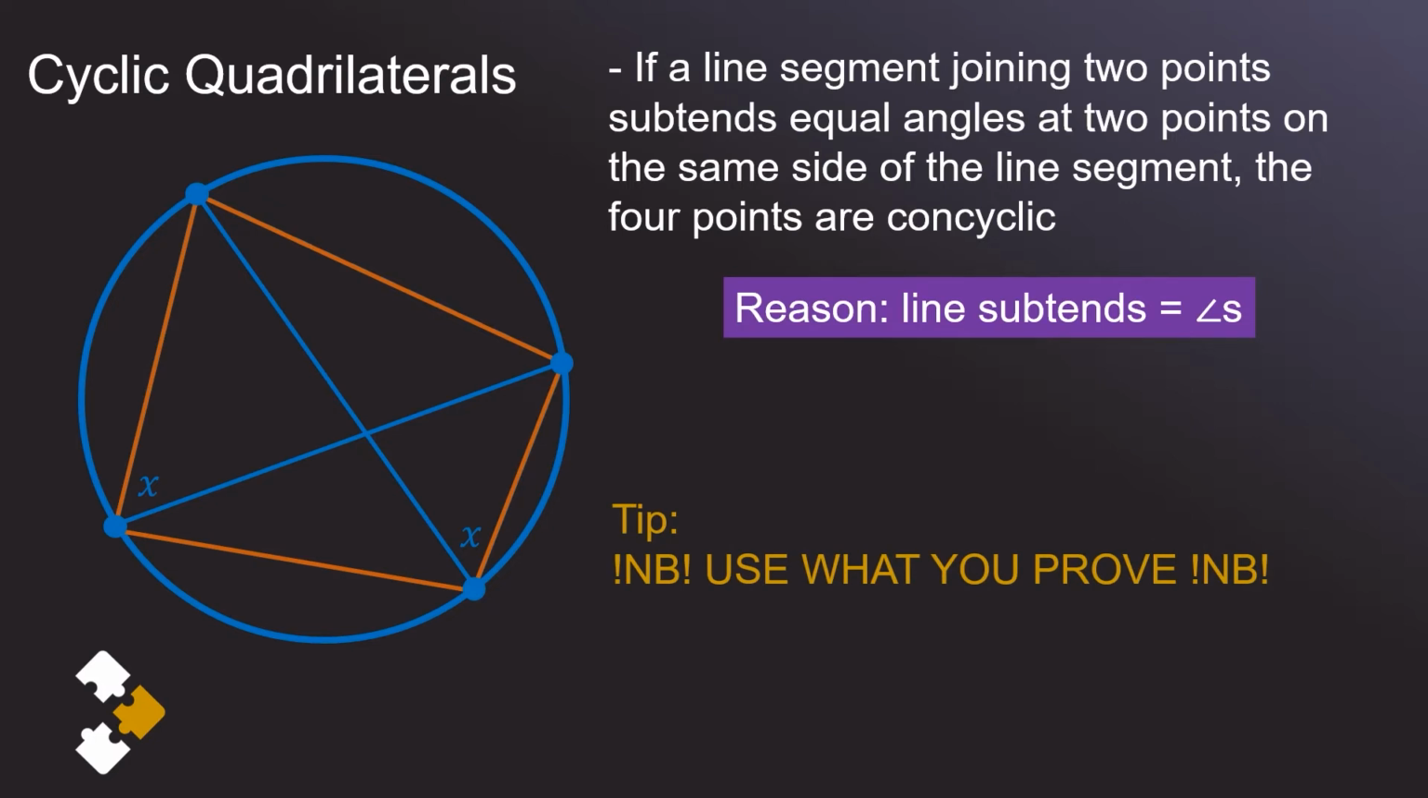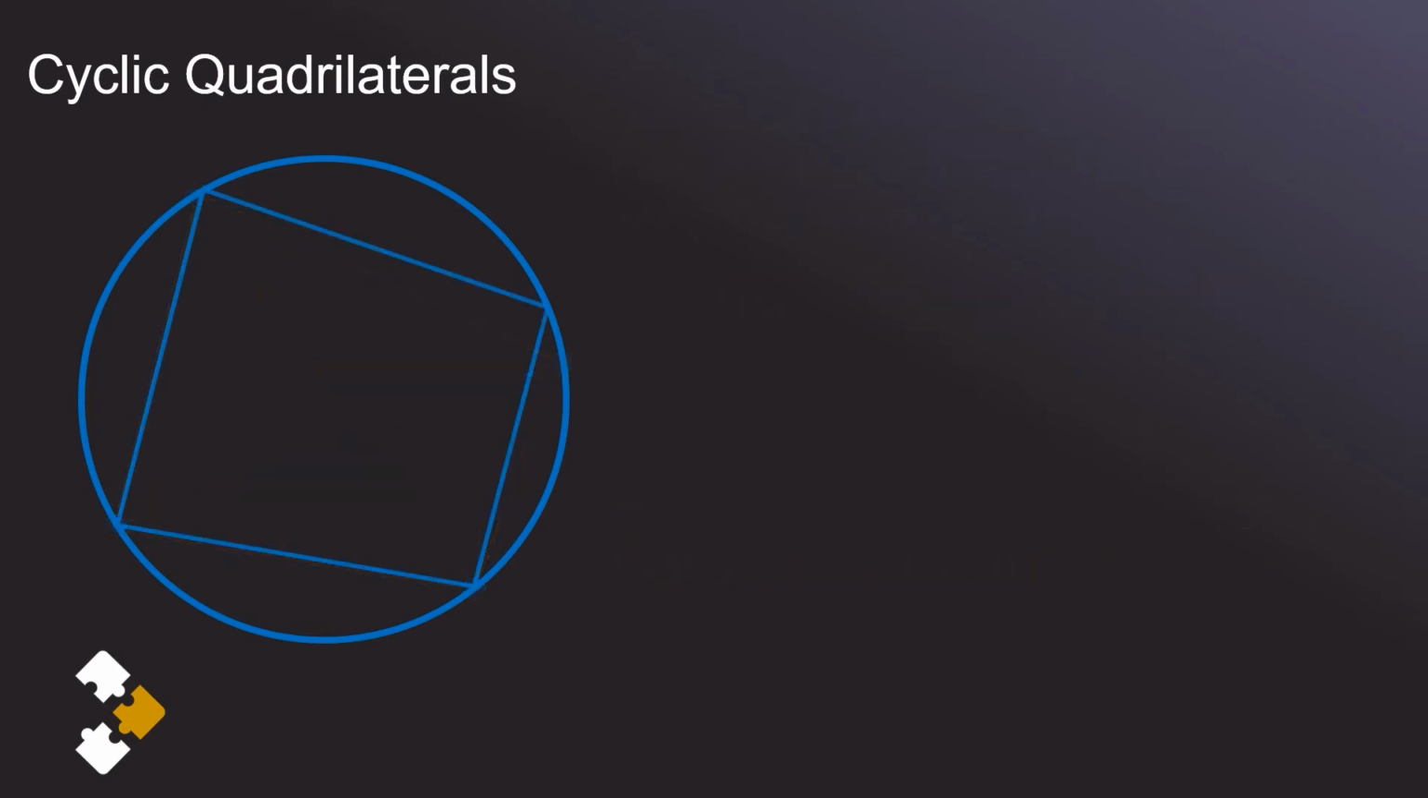Now here, tip, use what you prove. Because of these two angles in the same segment that were equal, we claimed that the 4 points are concyclic, which means that what we do have in orange there is, in fact, a cyclic quadrilateral. So if in a particular question you've proven that you do have a cyclic quadrilateral, think about what that means for your riders. Are there other theorems or other bits of information that you can now find using that knowledge that you do in fact have a cyclic quadrilateral in your rider? Okay, let's keep going.